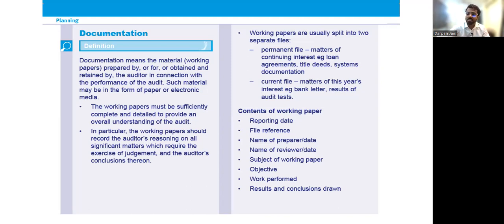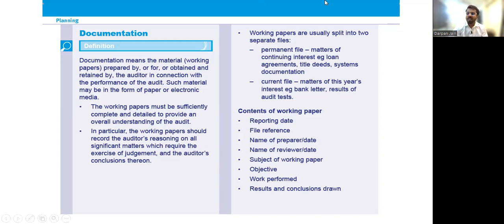So that recalculation that he's doing is nothing but a working paper which is prepared by him. Correct? Whereas that sales invoices, that sales breakup, is a working paper which is obtained by him from others. Correct? Okay. So it can either be prepared or obtained by him, by the auditor, in connection with performance of audit.